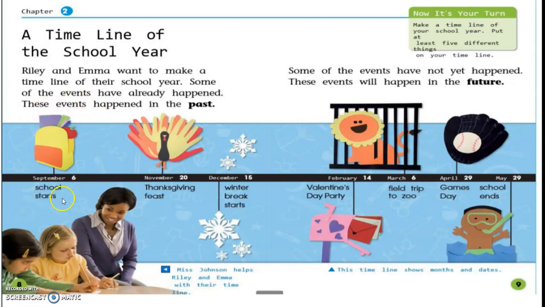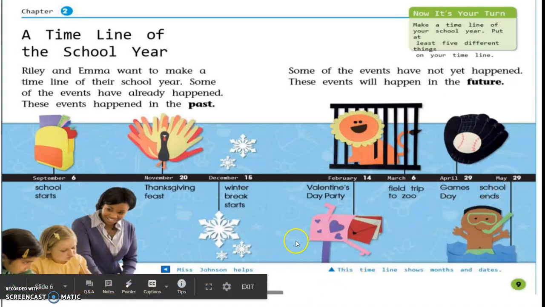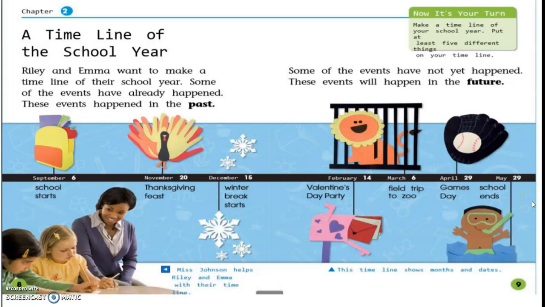September 6th, they're going according to months. School starts. Thanksgiving, November 20th. They have a little feast in their classroom. December 15th, winter break starts. They start on vacation. February 14th is Valentine's Day. March 6th, they went on a field trip to the zoo. April 29th, Games Day. And May 29th, school ends. So you could make a timeline of what we've done this year. This timeline shows months and dates. That's important. Months and dates. The picture over on the left, Miss Johnson helps Riley and Emma with their timeline.